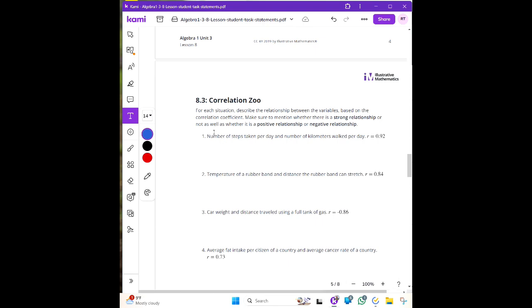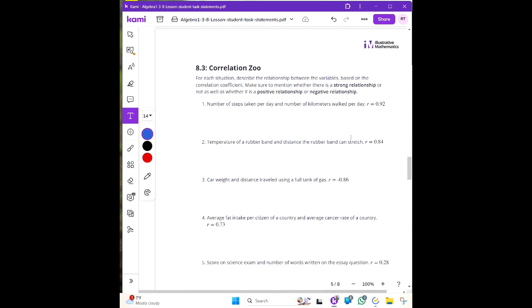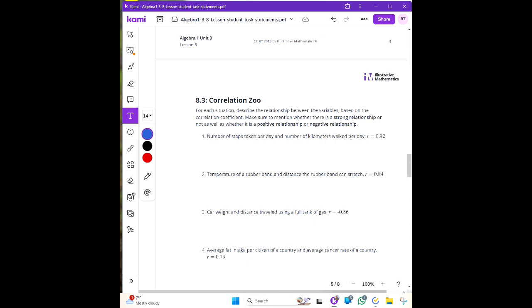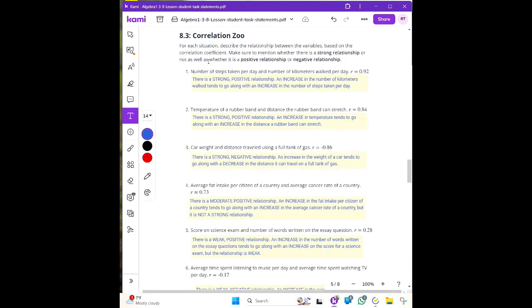So number one, number of steps taken per day and the number of kilometers walked per day. Instead of reading all these out, what I'm going to do is put the answers in, and then I'll come back and just discuss them really quickly. So for number one, there is a strong positive relationship. An increase in the number of kilometers walked tends to go along with an increase in the number of steps taken per day. So that one is pretty much common sense. The correlation coefficient is positive and pretty high, and that just means if you walk more distance, you're going to take more steps.